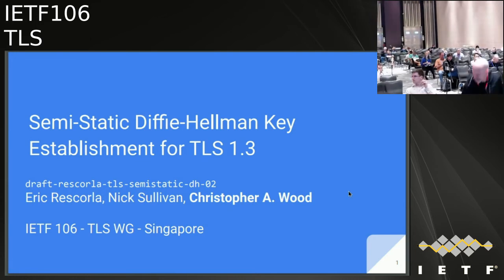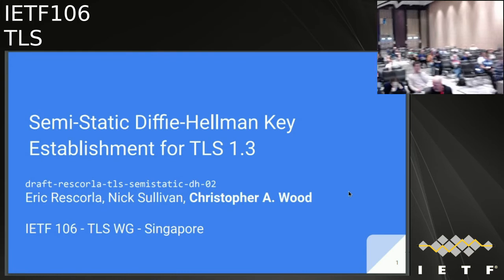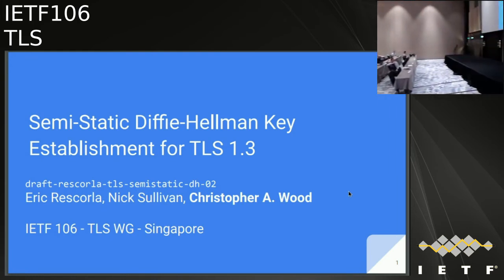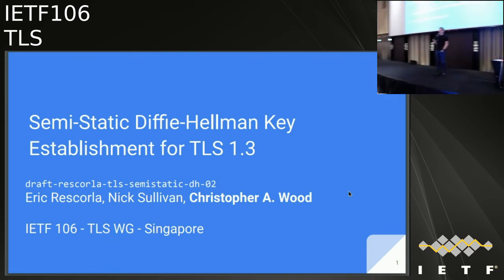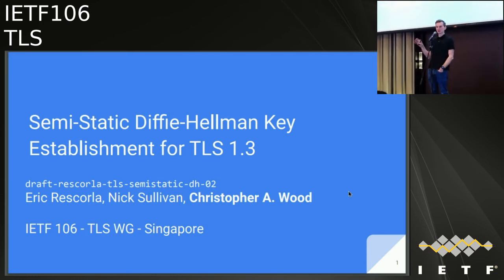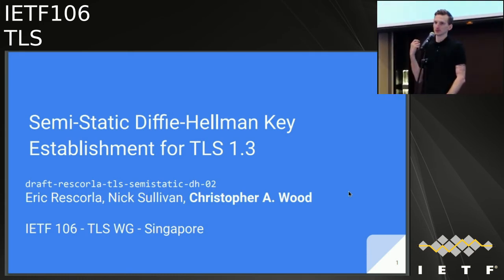Great. All right. So this is the semi-static Diffie-Hellman draft that I was alluding to earlier. We have talked about this previously in London. Nick gave the presentation. The draft has been revved a couple times since then. Not much changes, but given the renewed interest in compact TLS and how this helps, we figured we'd bring it back to the working group and see if there's interest.